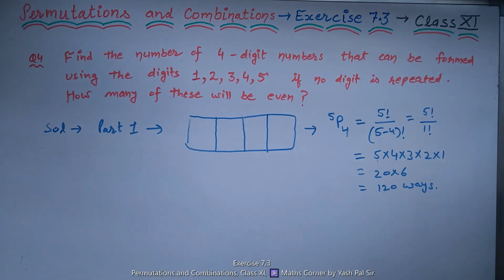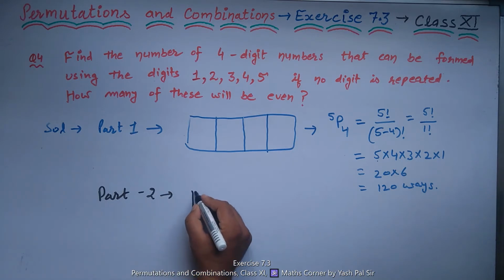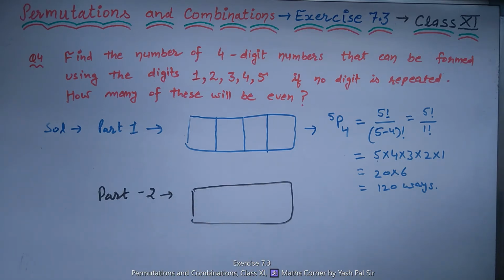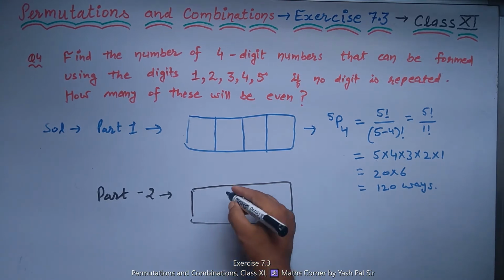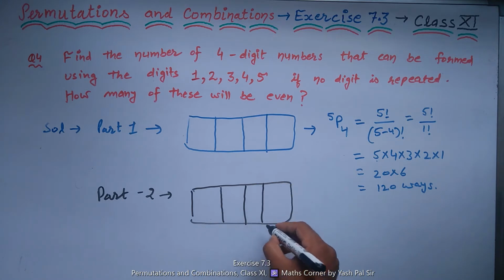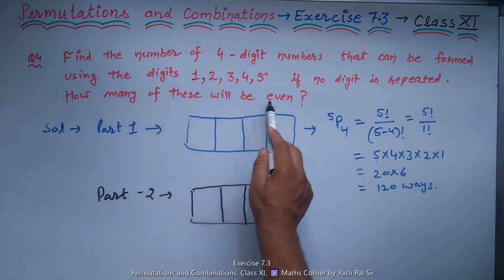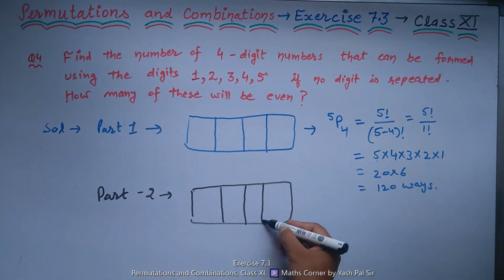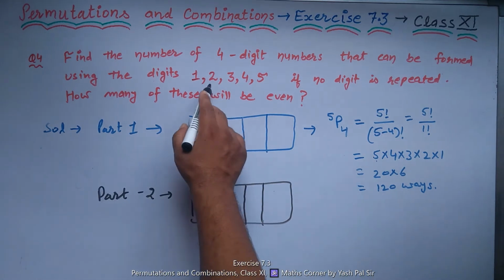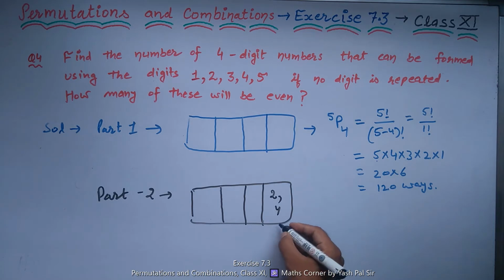Okay, now coming to part number 2. What is there in part number 2? The question is 4 digits, 4 places again, but here one condition is there. What is the condition? How many of these will be even numbers? So here the ones place can take only the digits 2 or 4. That means only 2 ways.